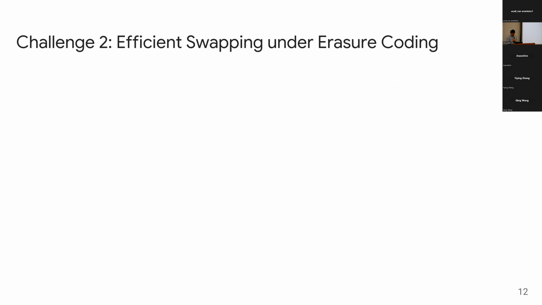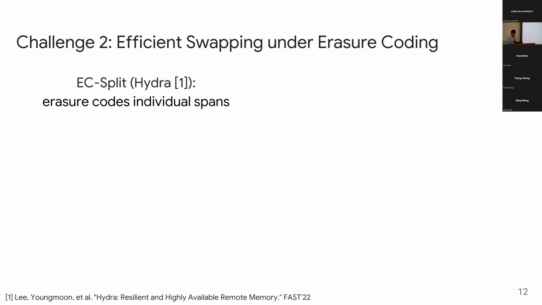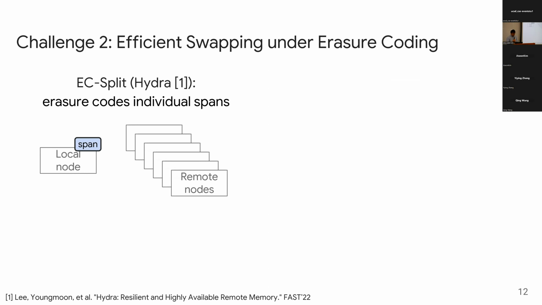The second challenge in applying erasure coding to a file memory system is how to achieve efficient swapping. A natural way of applying erasure coding is suggested in a prior work called Hydra, which is based on 4 kilobyte OS pages. In our span context, we call it EC-Split. As shown in this diagram, the high level idea is to split each span into 4 data chunks, generate 2 parity chunks, and write these to remote nodes.